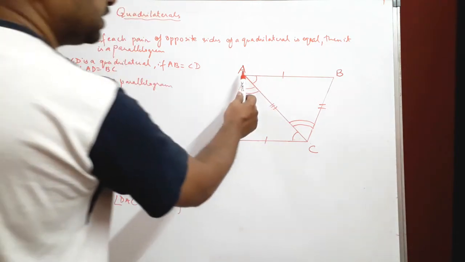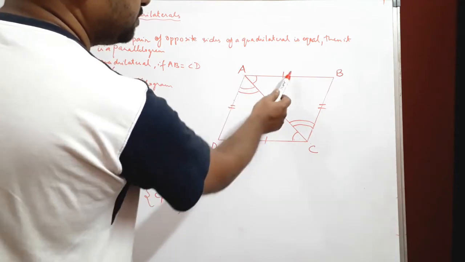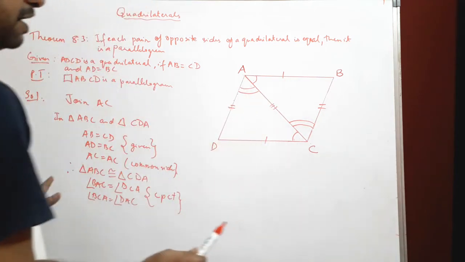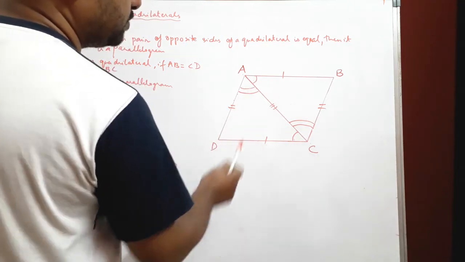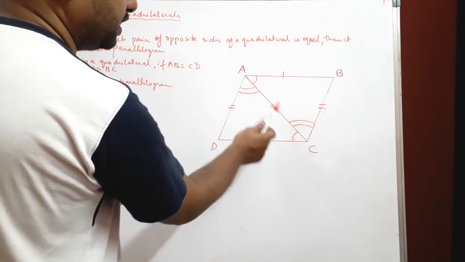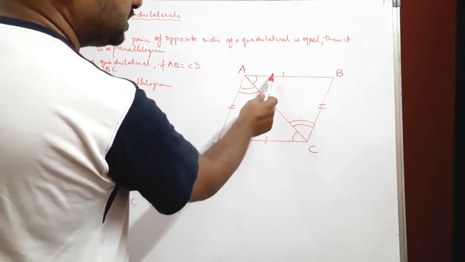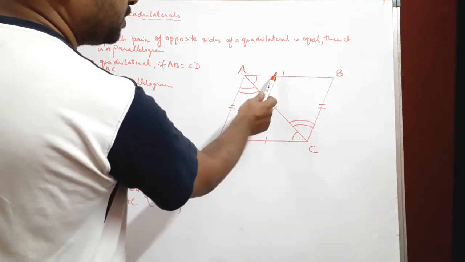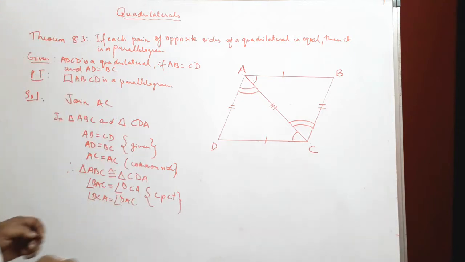If you notice, the diagonal AC acts as a transversal between these two lines. We don't know that they are parallel lines, but we know that alternate angles are equal, and they are not just alternate angles, they are alternate interior angles, because they lie between the two lines and on opposite sides of the transversal.